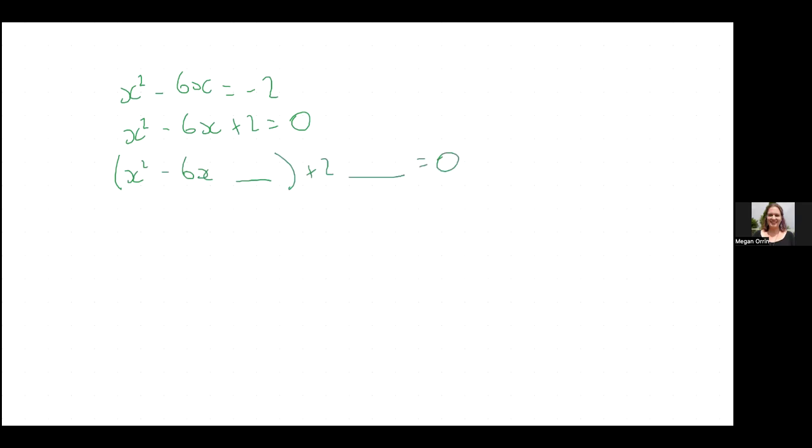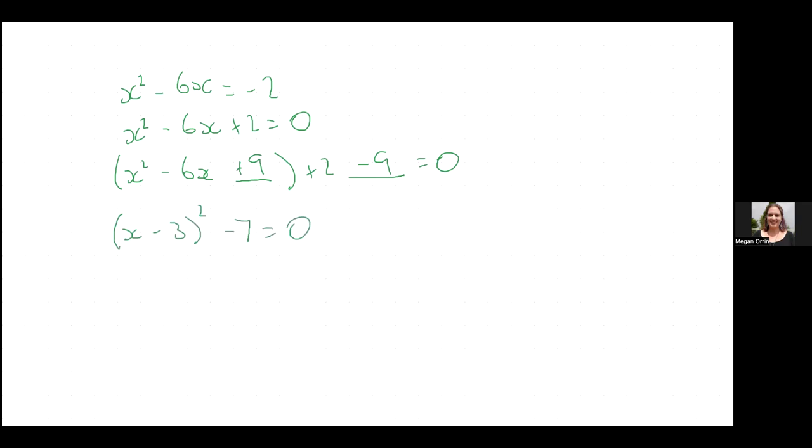So hopefully you can see the two numbers will be -3, so they multiply to +9. So then I subtract 9. Right, completing the square gives x minus 3 squared. This becomes -7 equals 0.